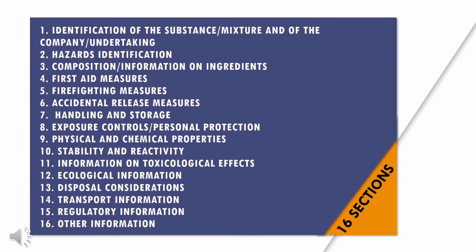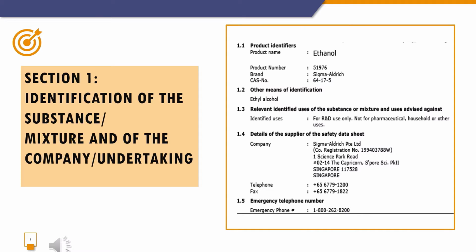This is the overview of the 16 sections in SDS. We will be focusing on certain sections that are more relevant to our work. Section 1 provides information of the chemical's identity. For example, the slide shows the SDS of ethanol and the supplier details.